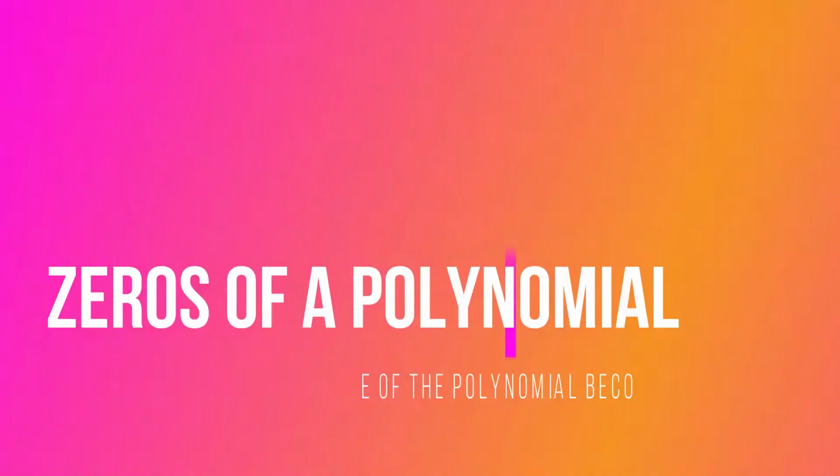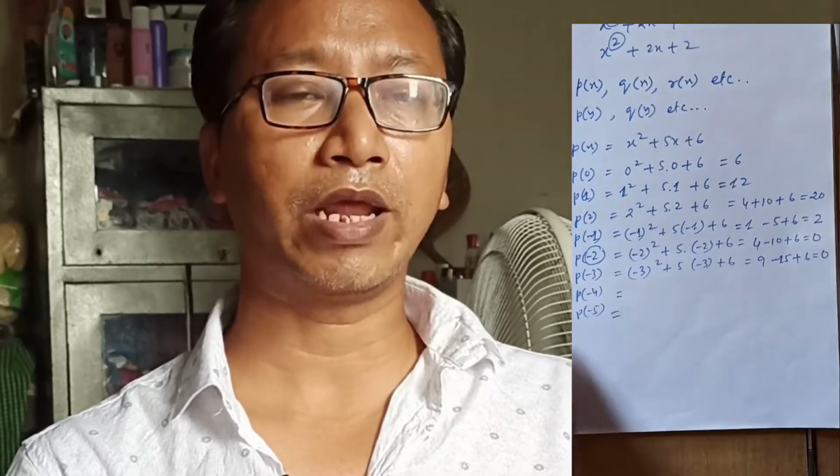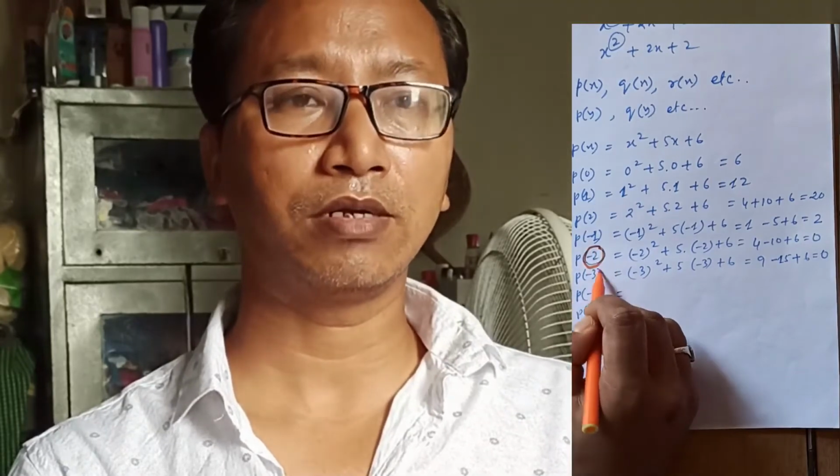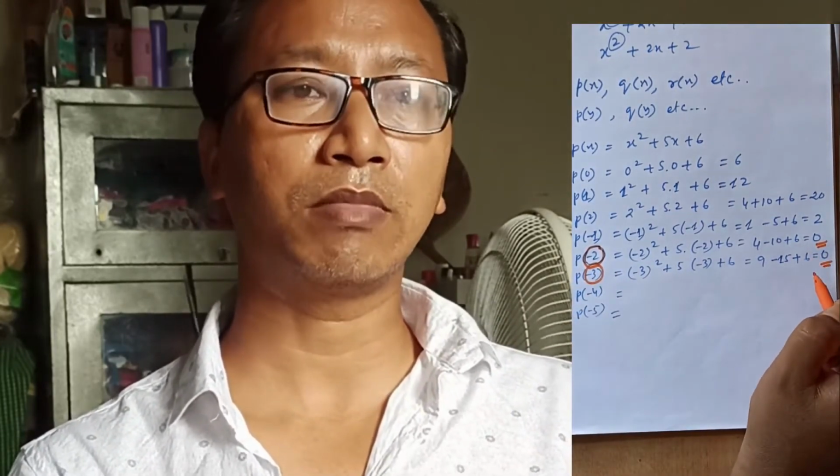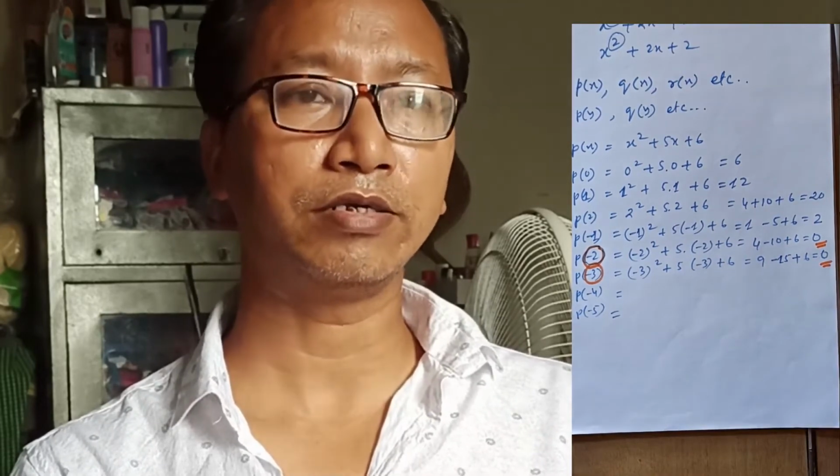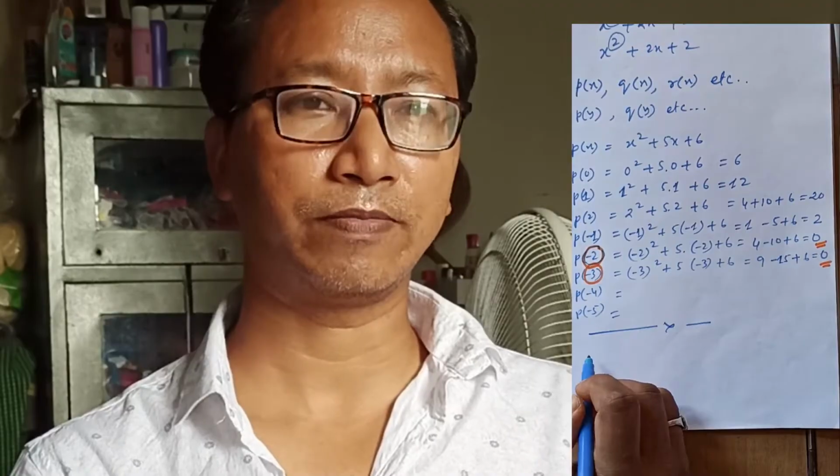Next, zero of a polynomial. In the above example, we have seen that for some values of x, the value of the polynomial gets 0. Here in the example, p(x) equal to x square plus 5x plus 6. For x equal to minus 2 and minus 3, the value of p(x) becomes 0. So these minus 2 and minus 3 are the zeros of the polynomial.